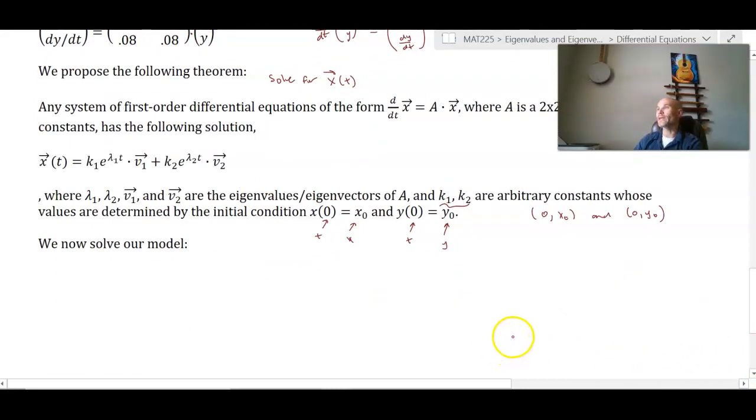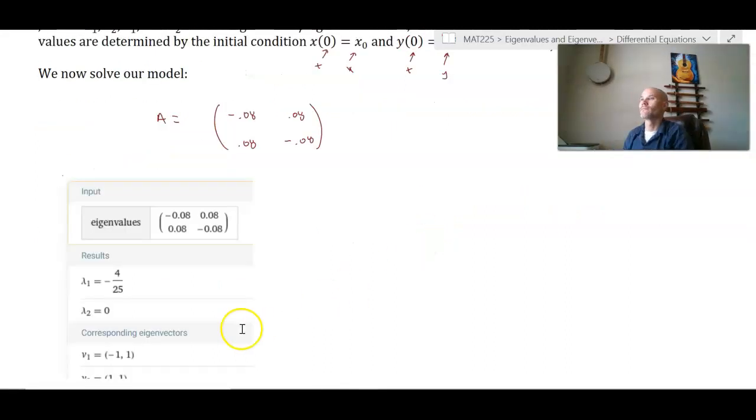Okay, so we can now solve this model since we have the A matrix. Our A matrix is negative 0.08, 0.08, 0.08, negative 0.08. This is our matrix that we want to find the eigenvalues of. We will give a justification in a moment to show you why this is the solution and how we know it works. But for now, let's just go ahead and find it.